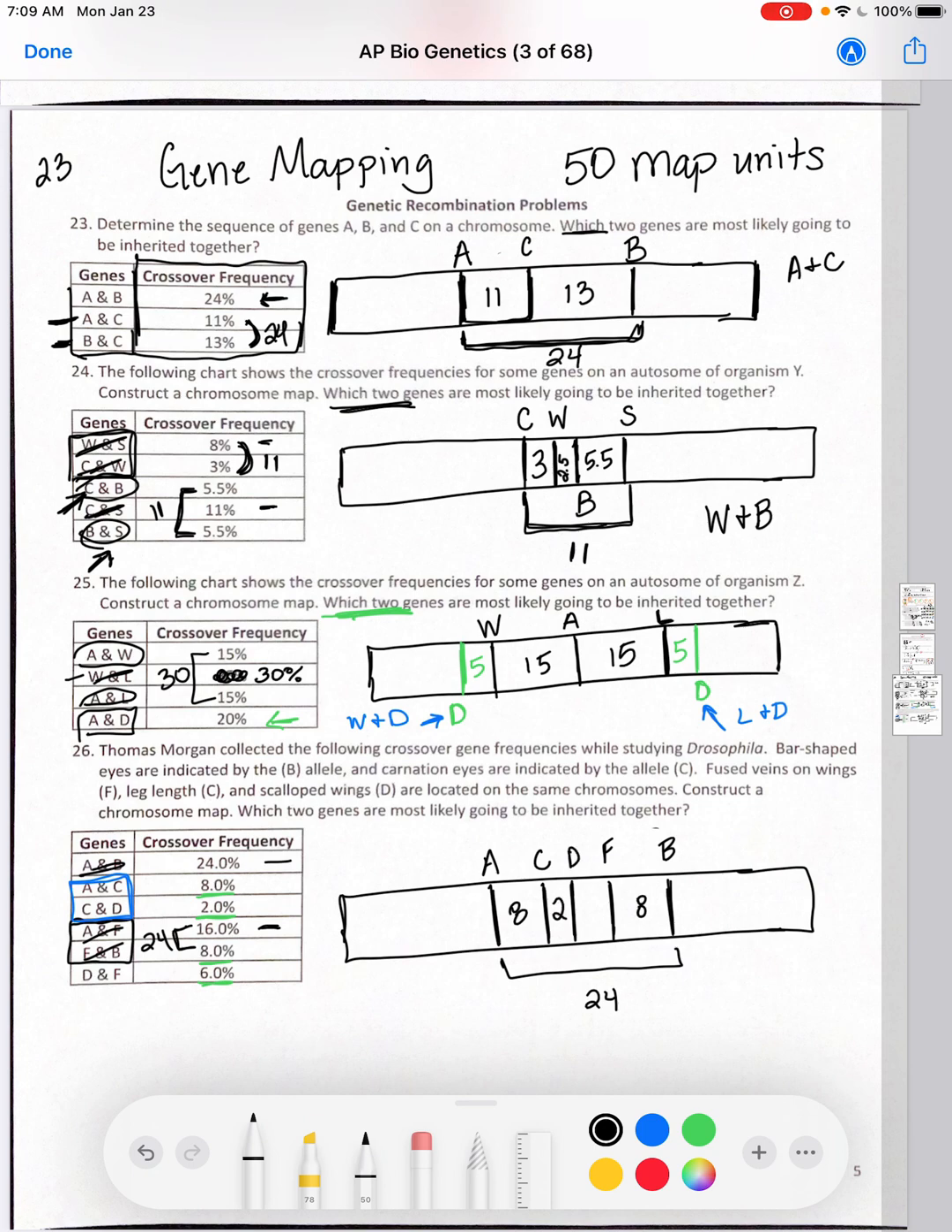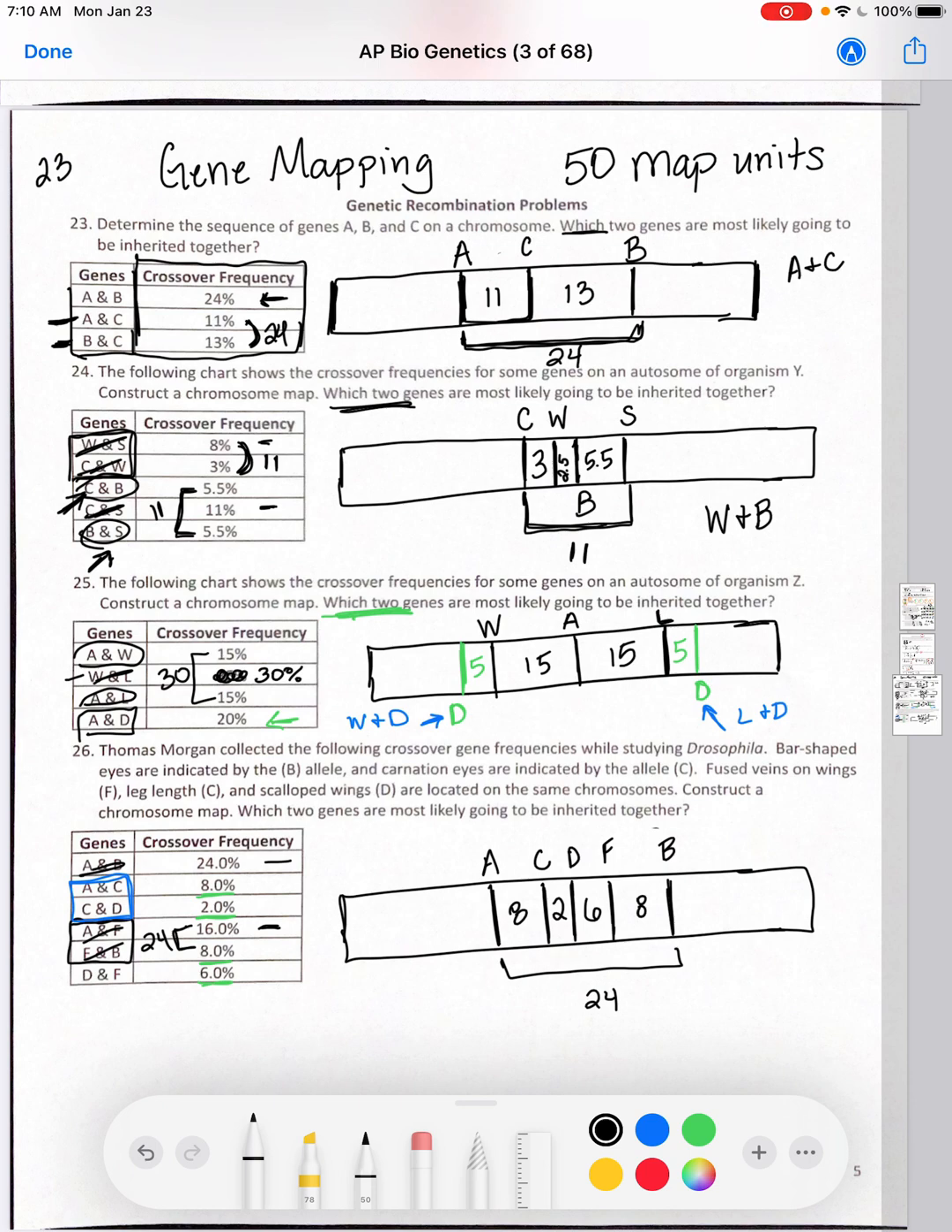So between C and D is 2, between D and F is 6. And then we check our math: 8 plus 8 is 16, plus 6 is 22, plus 2 is 24. So those all add up to 24. So that's me checking my math to make sure that my map units are correct. And it is. It all checks out. If that didn't check out, say we were trying that and it was not right, we had too many numbers, it wasn't adding up, that means that some of these genes would actually be on the outside of A and B. But right now it's working.